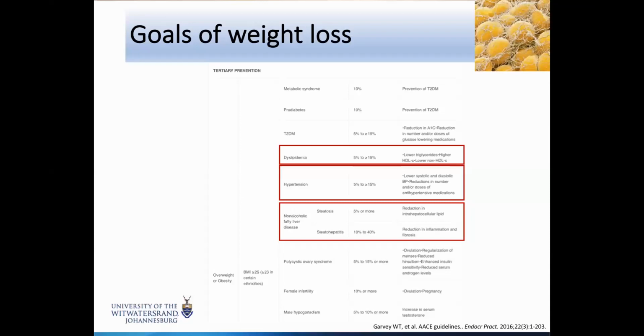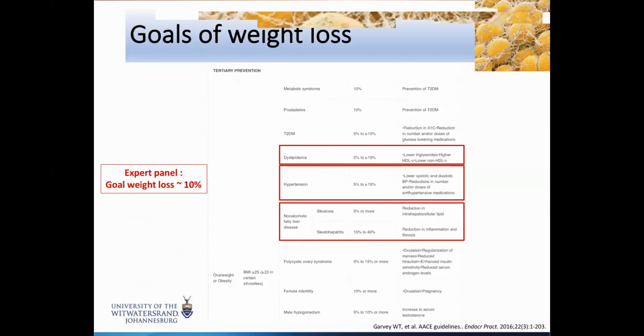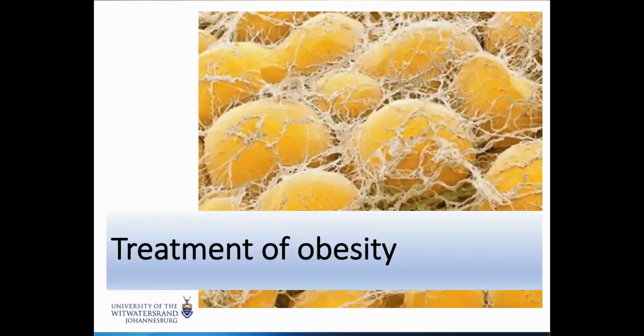What I haven't shown here is that modest weight loss of between 5 to 10% is also associated with an improvement in terms of healthcare costs and reduced healthcare costs. So the expert panels basically recommend goal weight loss of approximately 10%. I would say target a total health improvement. Don't focus on a number or be prescriptive in terms of percentage weight loss, but start off at least with focusing on health improvement.